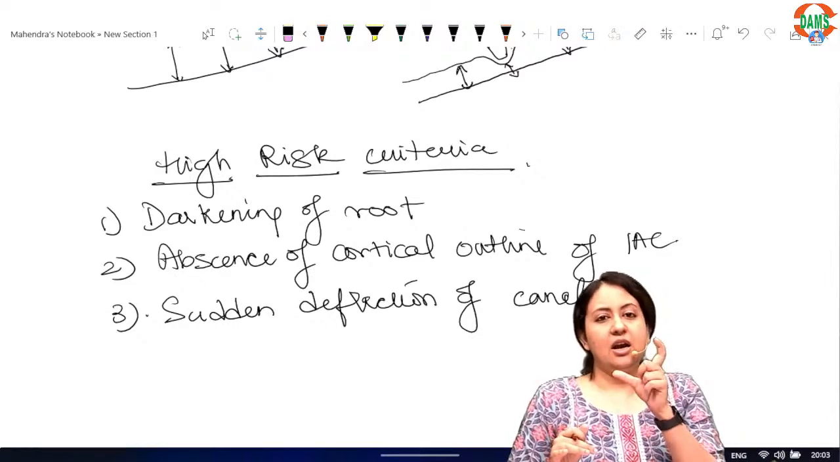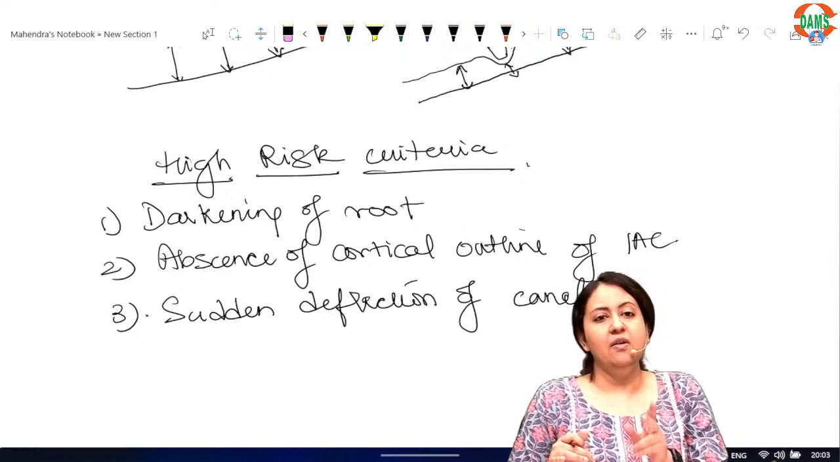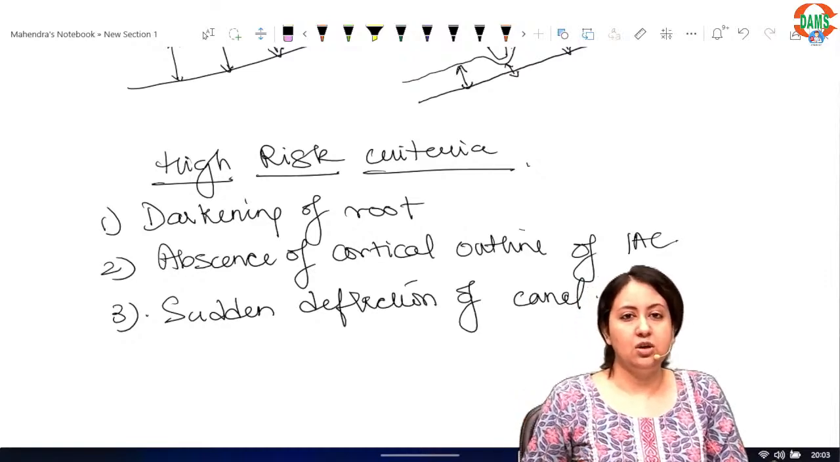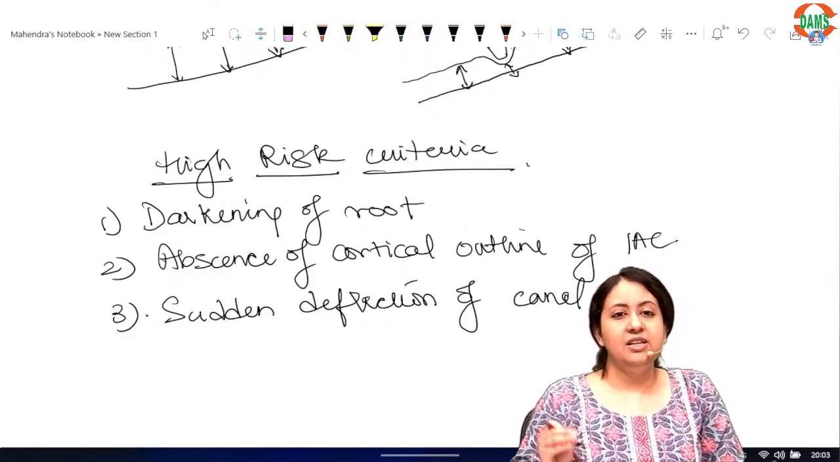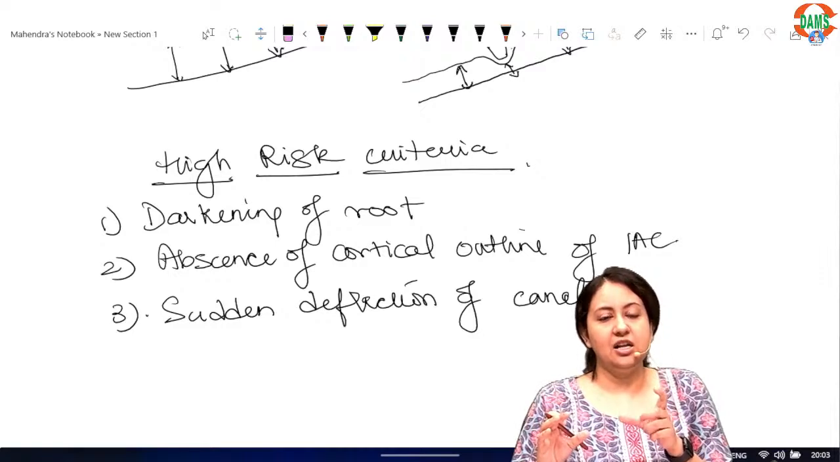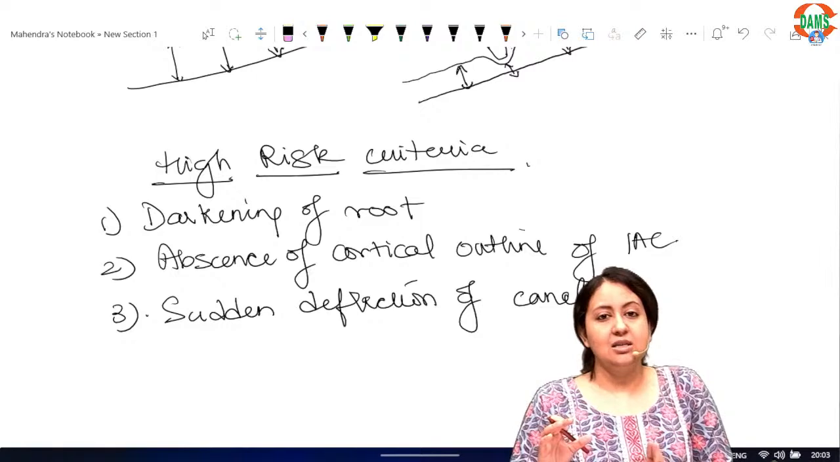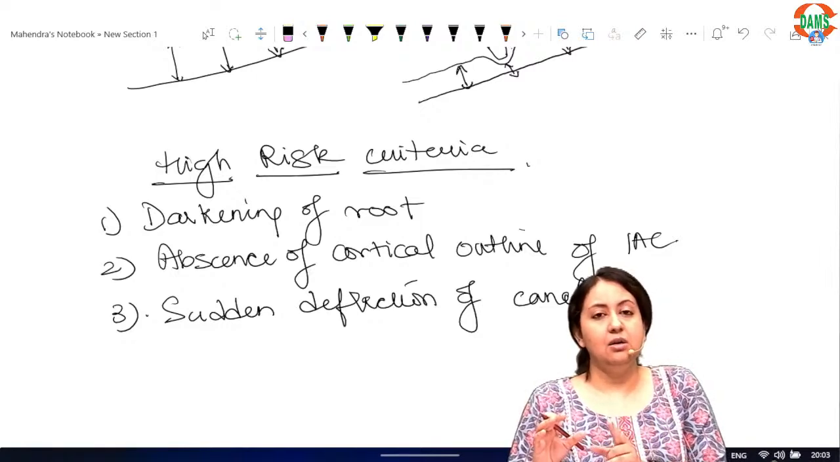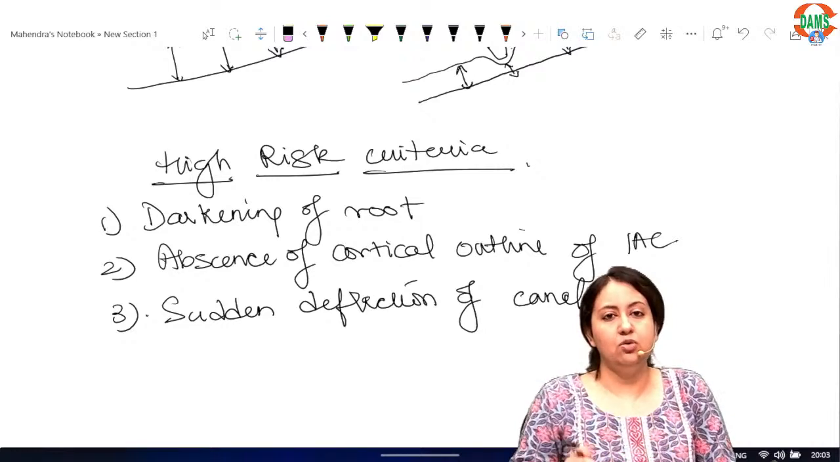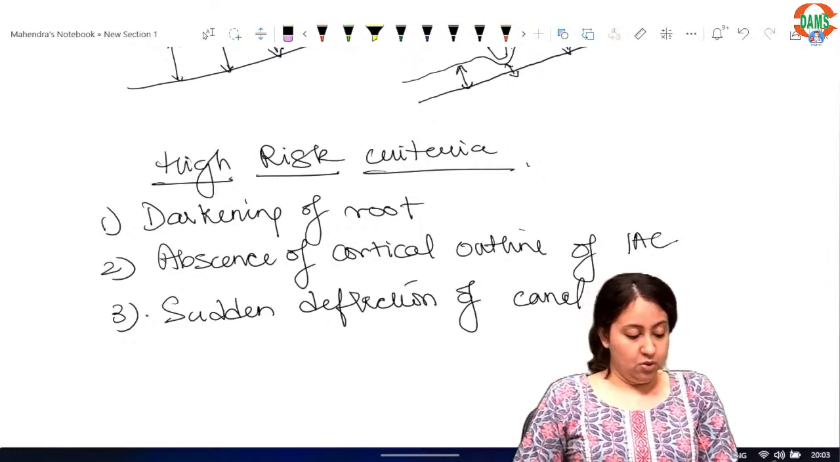अगर इन तीन क्राइटेरिया में से कोई दो प्रेजेंट है, that means your nerve is passing through the root. It is passing through the substance of the root. Alright? Please make a note of this at this point in your notes. Out of these high risk criteria, अगर तीन में से दो present है आपके radiograph पे, तो there is a high possibility that the nerve is passing from in between the substance of the root. Alright? Okay?